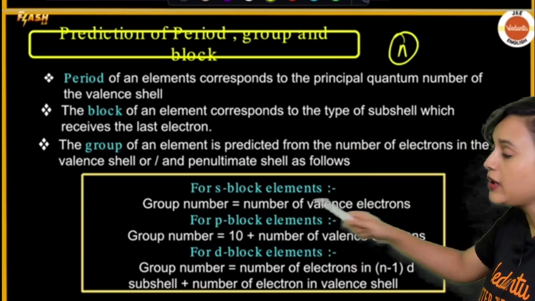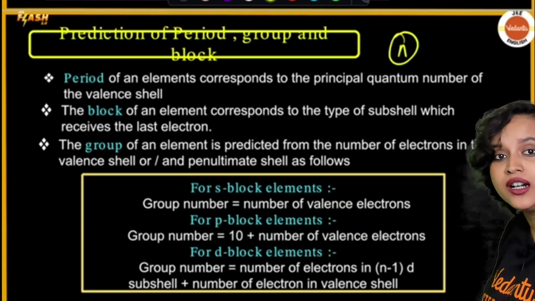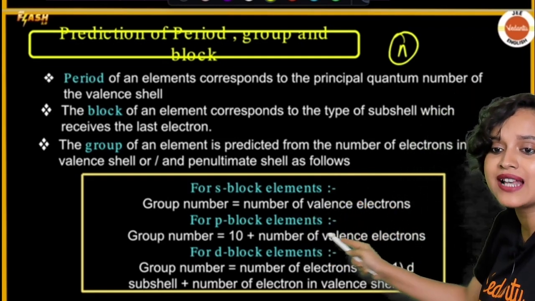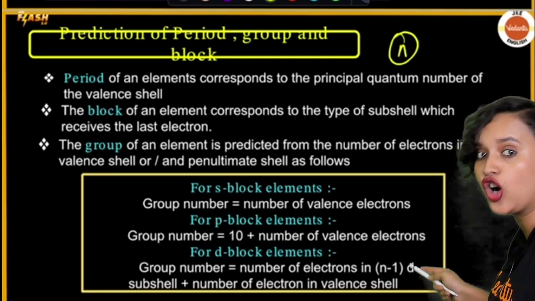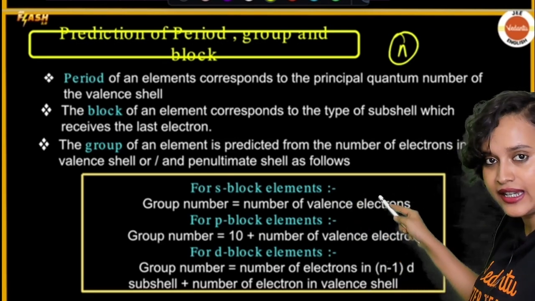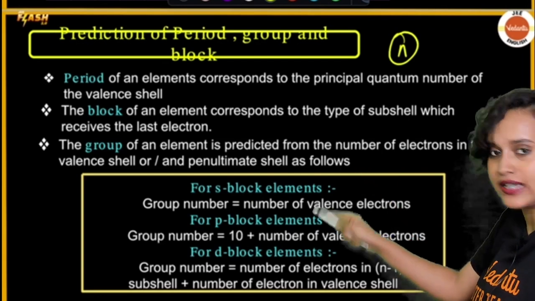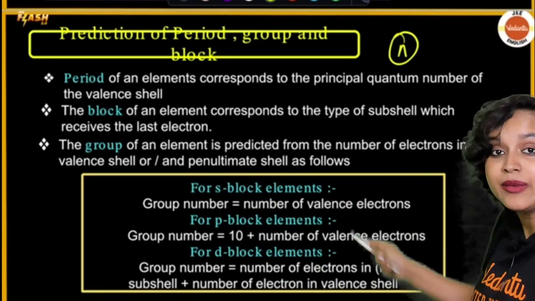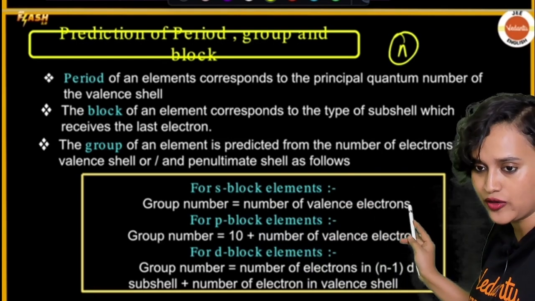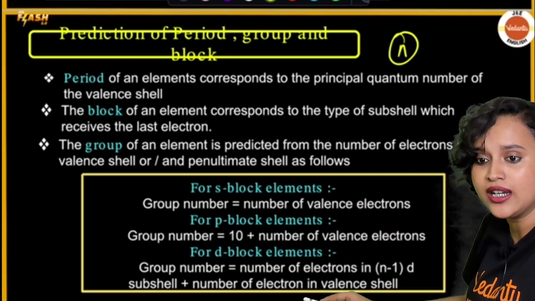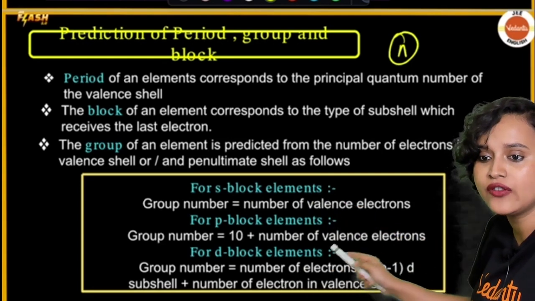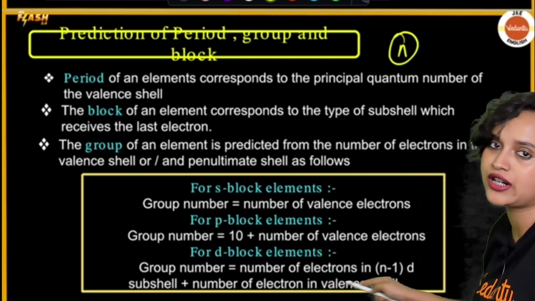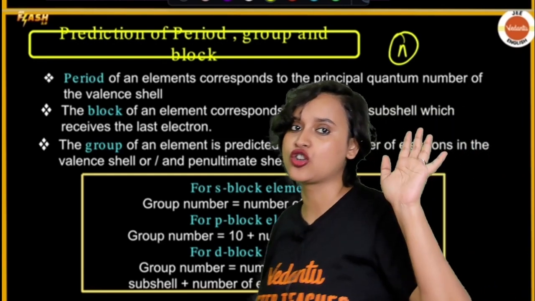Okay, for P block elements, how do you calculate the group? For P block elements, it is 10 plus the number of valence electrons. Let's say that it is 3s2 3p3, so 2 plus 3 is 5. Now 5 plus 10, you will find that the element falls in the 15th group. That's how you calculate. Then for D block elements, you add the number of electrons in the n minus 1 d subshell plus the number of electrons in the valence shell.